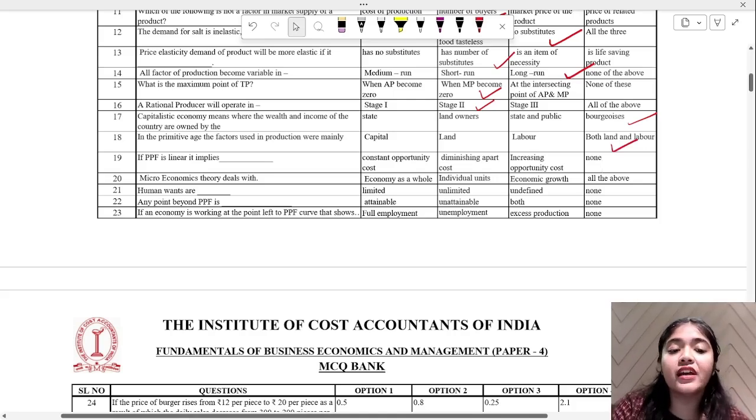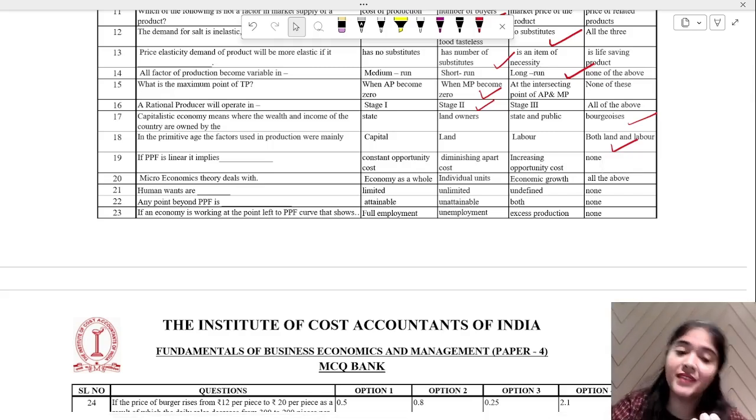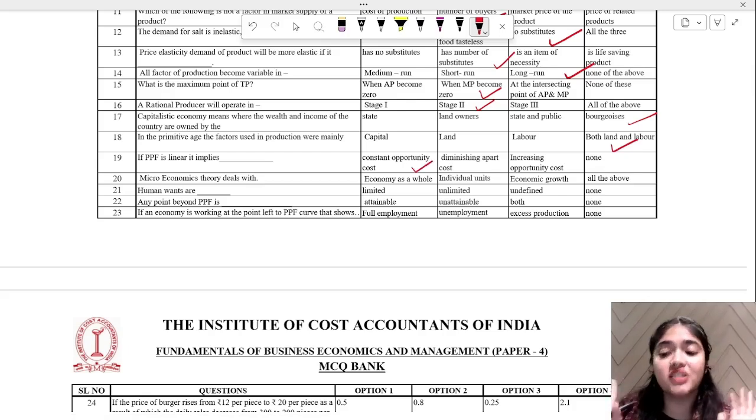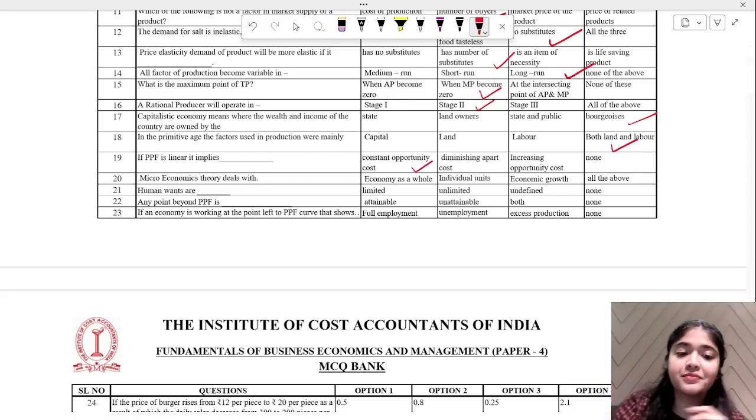In PPF, if PPF is linear, it implies what? Constant opportunity cost, diminishing opportunity cost, increasing opportunity cost, or none? Yes, that's correct. Constant opportunity cost. PPF is linear, right? Your opportunity curve is linear. It implies that there is constant opportunity cost being incurred.